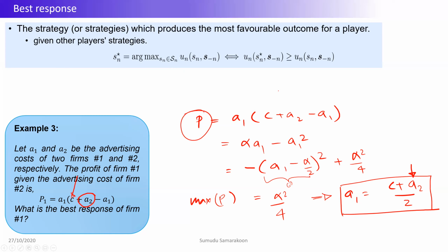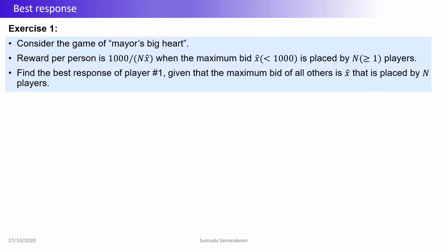You can simply check for the best advertising cost for firm 2 following the same equation, and you will end up with a similar result. Okay, now let's work on some exercises. I would recommend you to pause the video, go through the problem and try to solve it by yourself and see whether you can, then you can validate it with me.